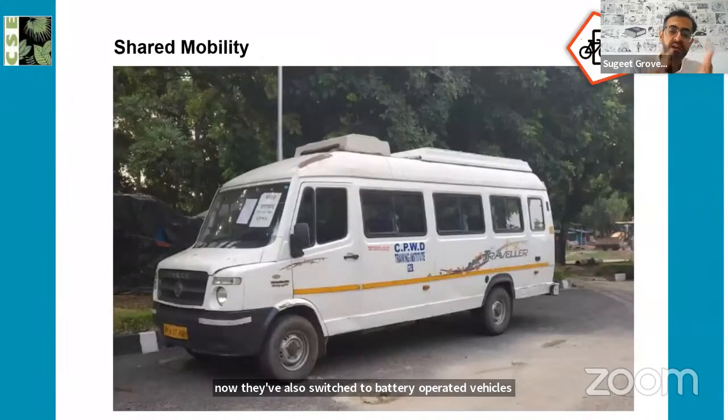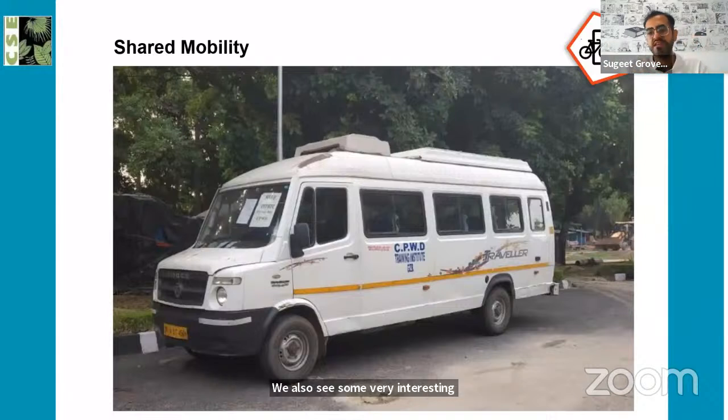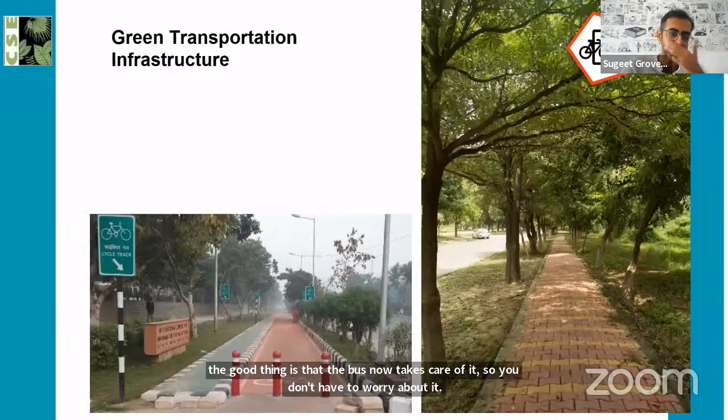We also see some very interesting examples which go beyond just the campus. For example, this is CPWD's Training Institute in Ghaziabad. There is a bus that collects people from 3 different metro stations and comes to the campus. This way, last mile connectivity is not an issue, and a lot of people can use the metro. From the metro, the campus is about 15 kilometers apart, but the good thing is that the bus now takes care of it, so you don't have to worry about it. These are good steps that we saw.